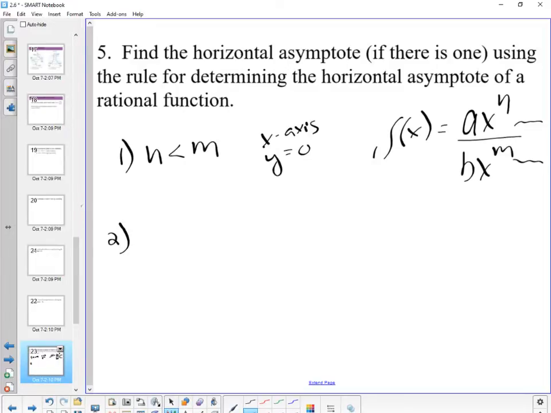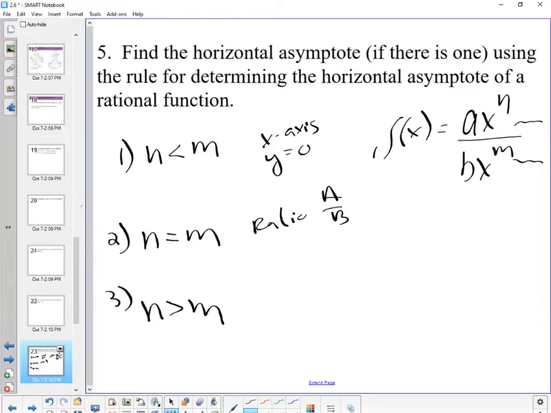For number 2, if n equals m, then what's the rule for that? Ratio a over b. What if n is greater than m? No horizontals. Okay? Just a heads up on that third rule, even though that's not true, you might have an oblique asymptote. And we'll talk about the specific rule for that.